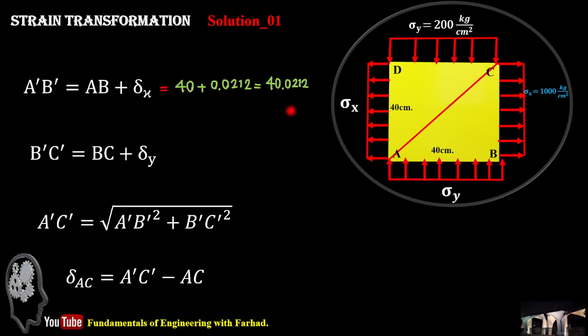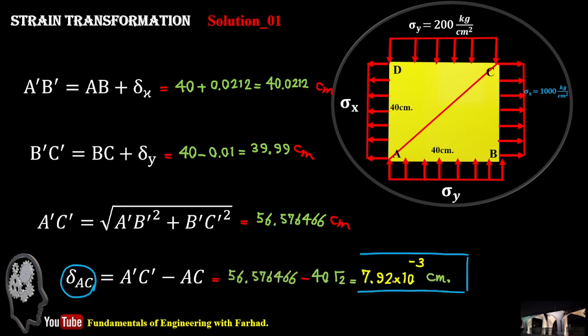So A prime B prime is 40 plus the delta x. The other one is 40 minus 0.01, which is 39.99. They are lengths, so definitely they are centimeters. Likewise, we can calculate it for A prime C prime and then subtract the original one, and it gives us a numeric value of 7.92 times 10 to negative 3 centimeters for the change in diagonal AC.